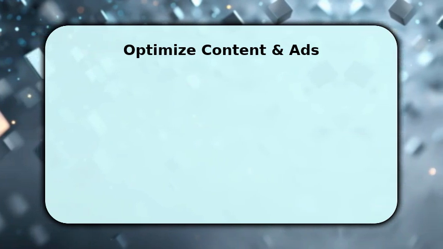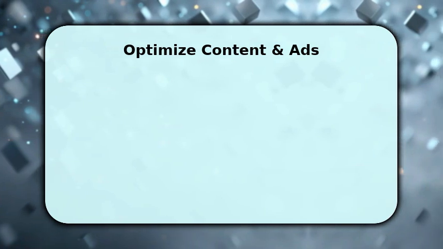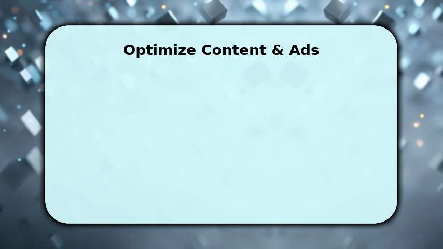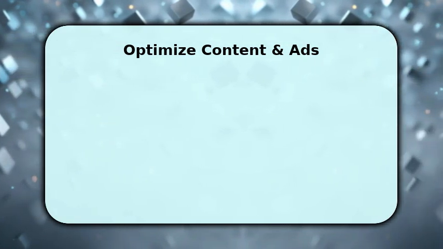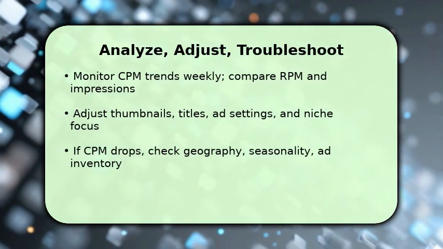At the same time, target high-value keywords and niches that command higher bids and keep uploads consistent to stabilize watch patterns. These combined tactics change how advertisers bid and how often higher-paying ads appear on your videos. Finally, you analyze performance and iterate.